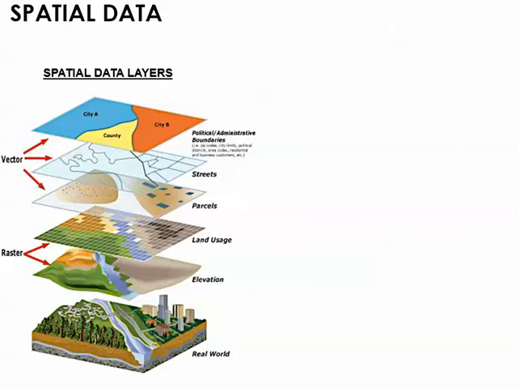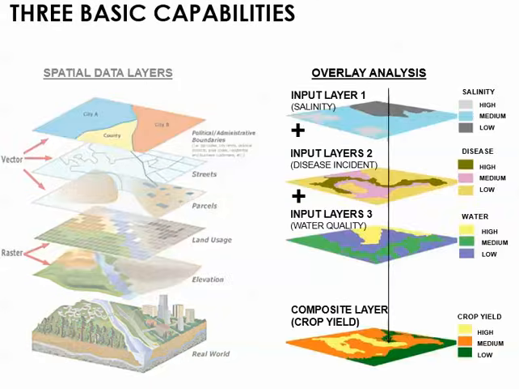So all of these types of spatial data, which we refer to as spatial data layers, vector and raster and the attributes that are attached to them, can be overlaid and manipulated using GIS. Overlay analysis is a major part of GIS analysis. So for instance, if we want to take all of our spatial data layers to conduct an overlay analysis to perhaps study a crop yield, you would overlay layers to create a composite layer.